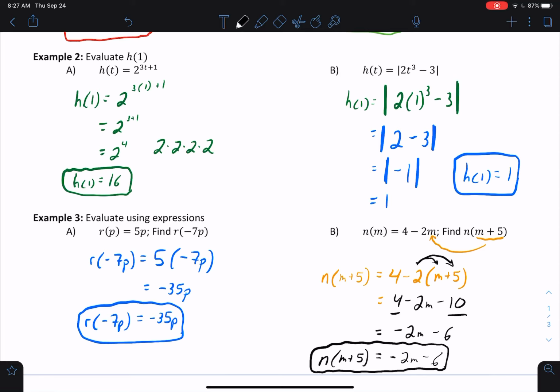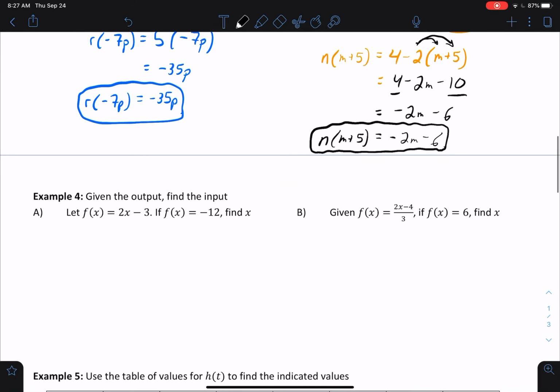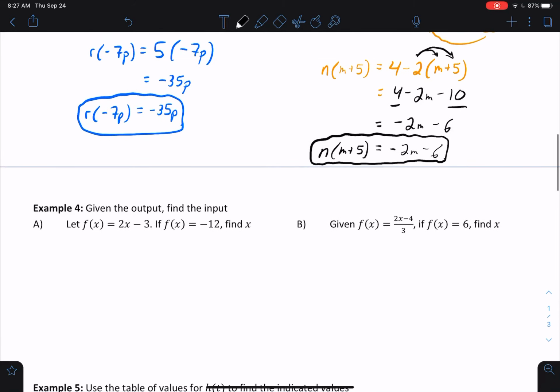Okay, I know I said that's the last video, but I do want to go over these last ones in this video, and then we'll be done. Okay, given the output, find the input. All right, so let f of x equals 2x minus 3. If f of x equals negative 12, find x.